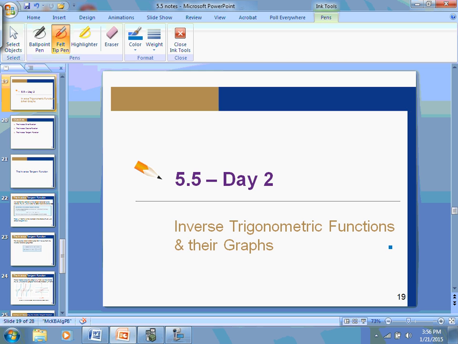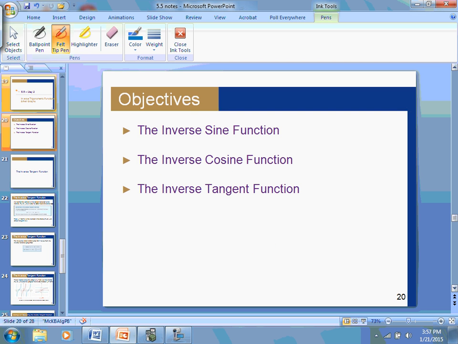These are the notes for section 5.5, day 2, entitled Inverse Trigonometric Functions and Their Graphs. And today we're going to continue talking about the inverse functions. We're going to focus mostly on the tangent function.